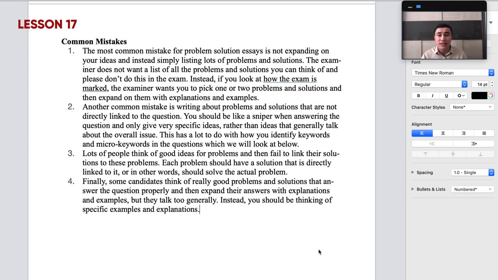And finally, some candidates think of really good problems and solutions that answer the question properly and then expand their answers with explanations and examples. But the issue is they talk in a very general way. Instead, you should be thinking of specific examples and explanations.